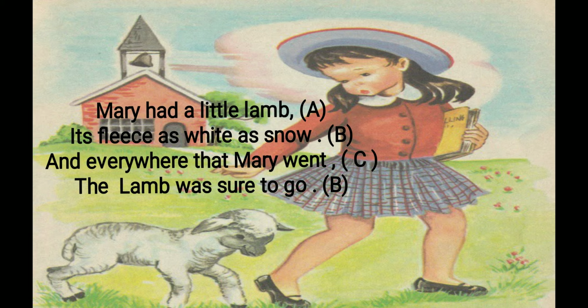Now let's read this nursery rhyme and try to identify the rhyme scheme. Mary had a little lamb, its fleece as white as snow, and everywhere that Mary went, the lamb was sure to go. Now for example, lamb is the last word from the first line, so for this we will mark it with the alphabet A.